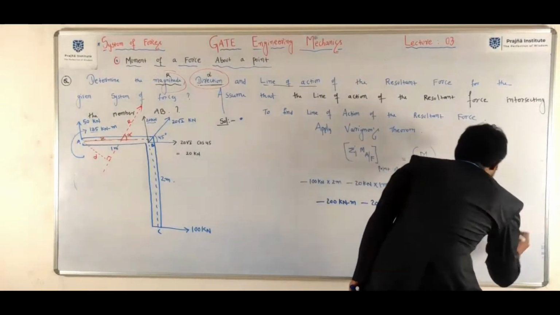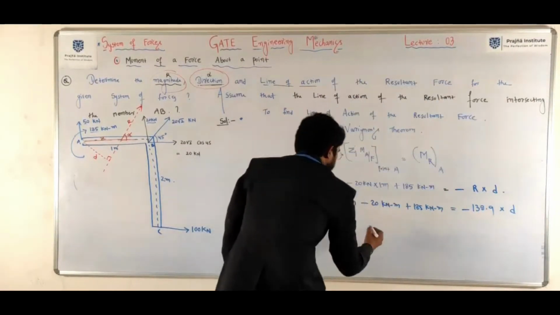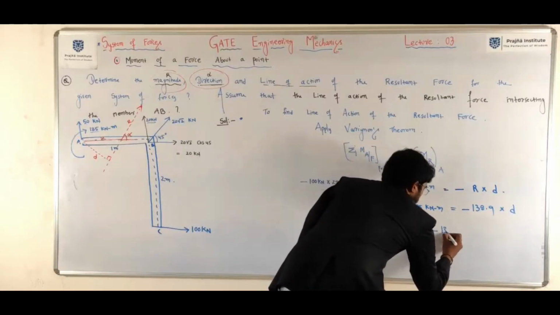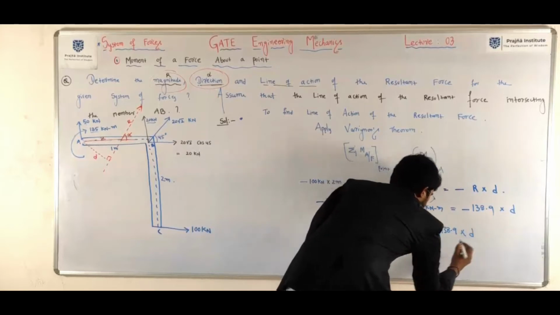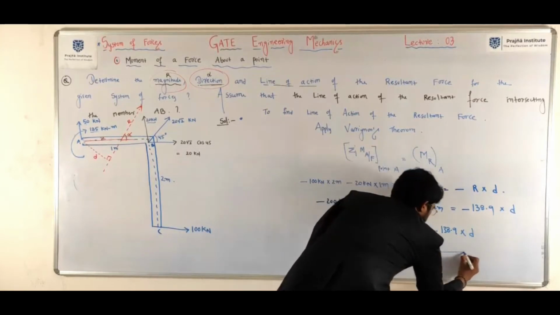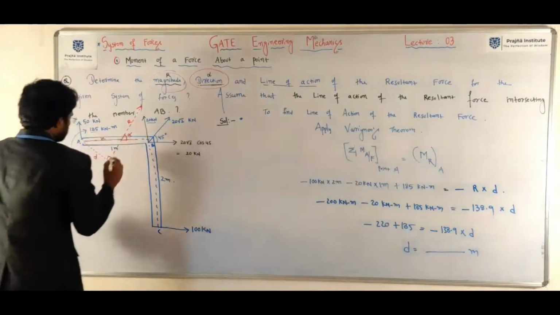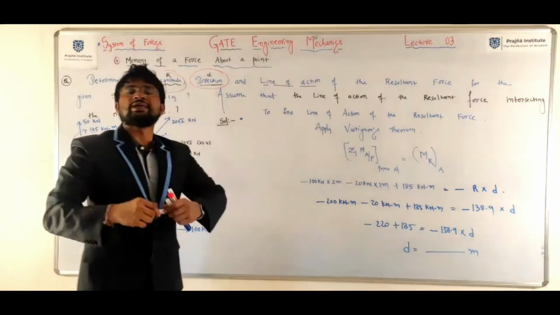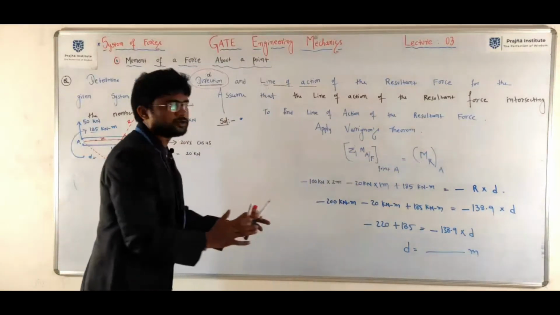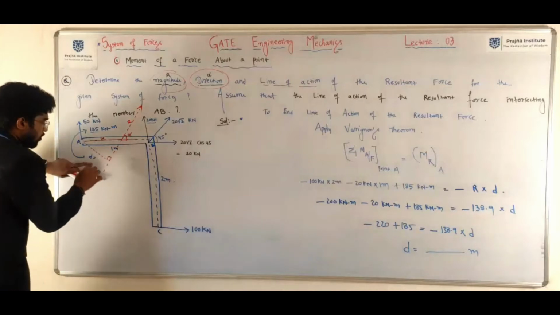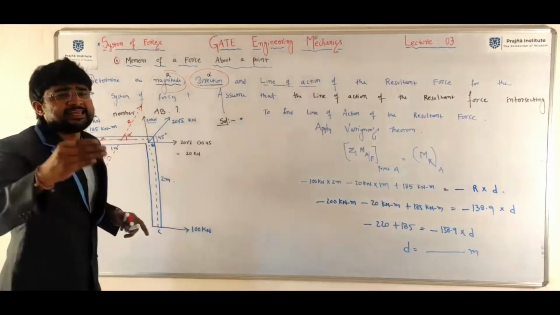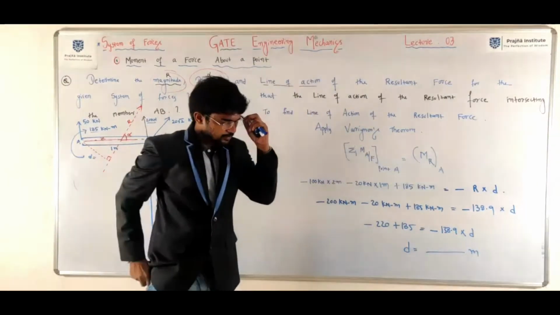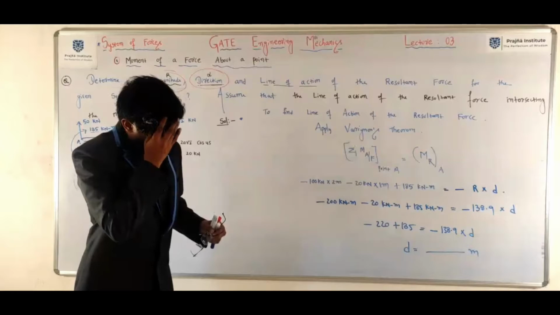Into distance D. Finally, how much are you getting? Tell me. Minus 220 plus 185 equals minus 138.9 into D. Finally, D is equal to dash meter. You should calculate. This is the procedure to determine D. Once you know D, you will get the line of action of the resultant force. Calculate and tell me D.